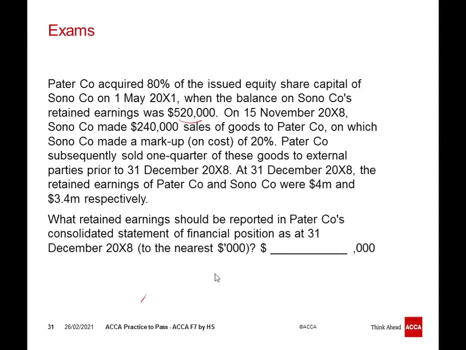So in order to calculate the retained earnings, first you need to know the retained earnings of the parent company, which is 4 million. Subsidiary company retained earnings will be taken as the post-acquisition profit. So the post-acquisition profit will be, okay, it's a loss. There is a loss because at the date of acquisition it was 520.